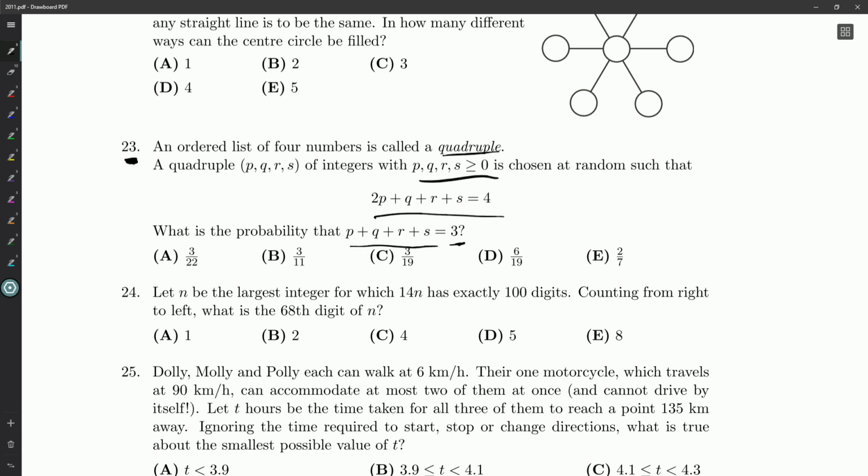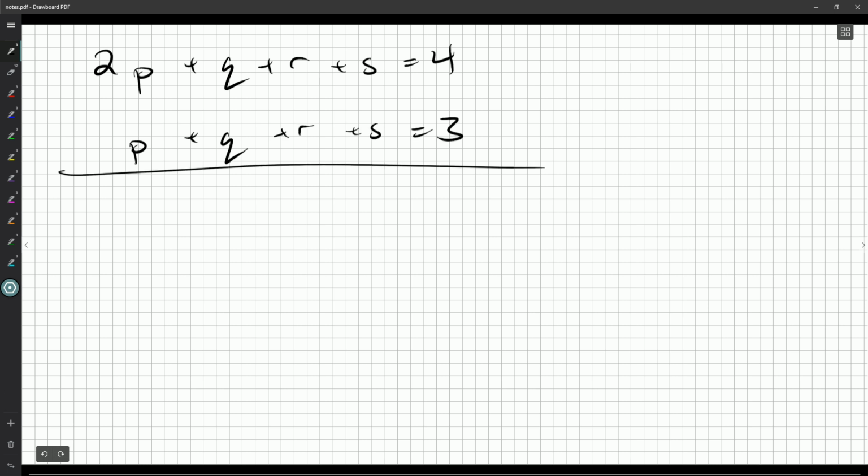Okay, two very similar looking expressions. The first thing that jumps out at me is, we know 2p plus q plus r plus s is 4. That's given. If we then also have that p plus q plus r plus s is 3, if I take the two equations and subtract them, the q's cancel out, the r's cancel out, the s's cancel out. 4 minus 3 is 1. 2p minus p is p. So we just need p to be equal to 1. If you can get 2p plus q plus r plus s to be 4, and you get p equal to 1, then you definitely have the answer.